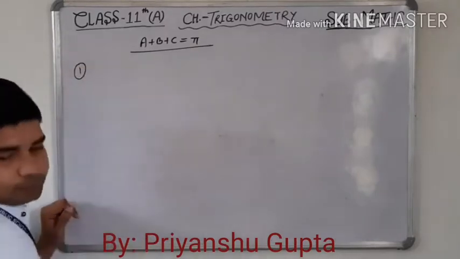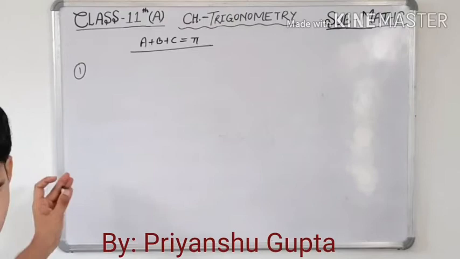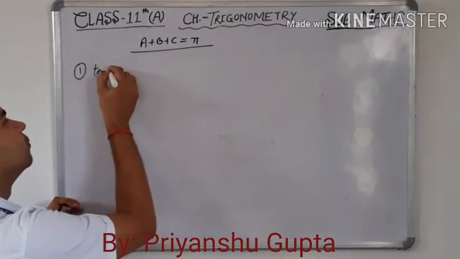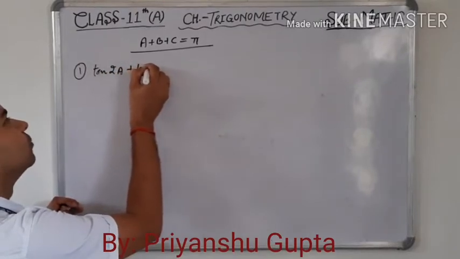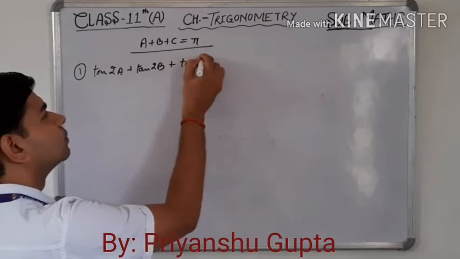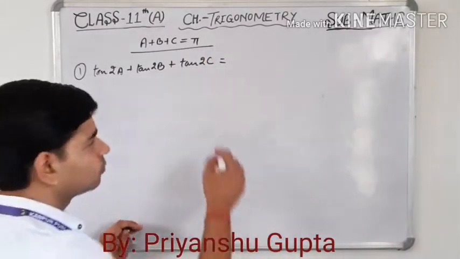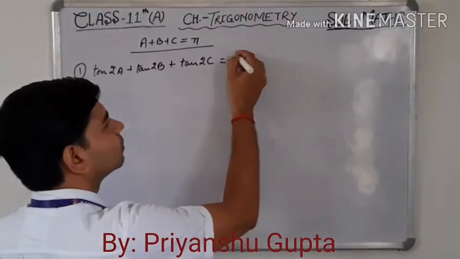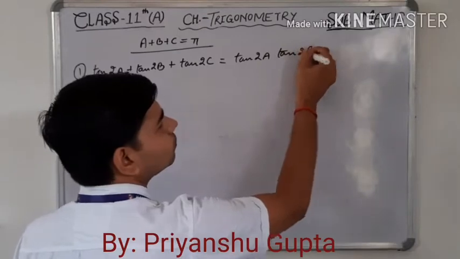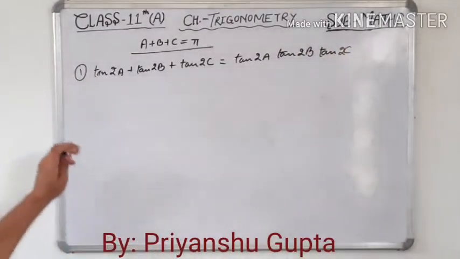Question number first. You have to prove that tan 2a plus tan 2b plus tan 2c equal tan 2a, tan 2b, tan 2c. We have to prove it.